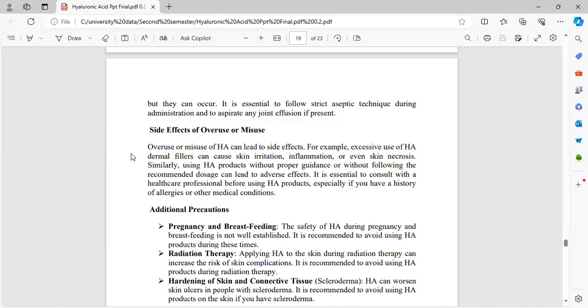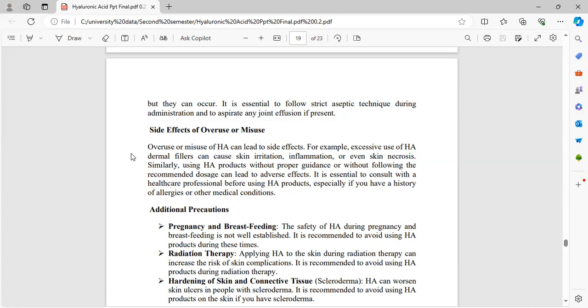The third one is side effects of overuse and misuse. Overuse and misuse of hyaluronic acid can lead to side effects. For example, excessive use of hyaluronic dermal fillers can cause skin irritation, inflammation, or even skin necrosis. Similarly, using hyaluronic acid products without proper guidance or without using the recommended dosage can lead to adverse effects. It is essential to consult with a healthcare professional before using hyaluronic products, especially if you have a history of allergies or other medical conditions.